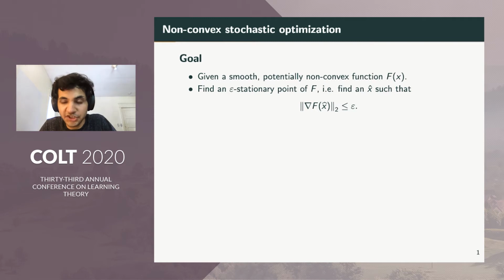Given a smooth, potentially non-convex function f, the goal of our work is to find an epsilon stationary point of f, that is a point x hat, such that the norm of the gradient of f at x hat is smaller than epsilon.